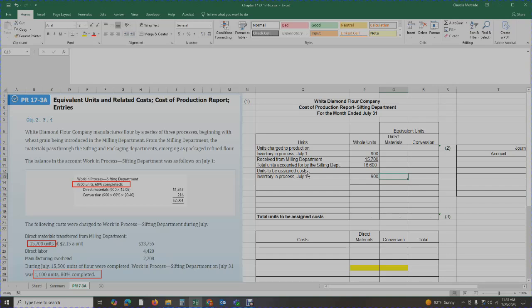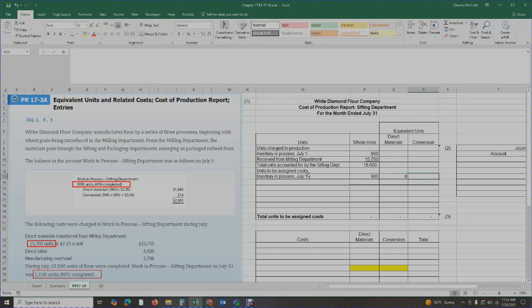Remember, I stated earlier that when we are dealing with direct materials, they are charged when we begin production. We charge materials up front. So you ask yourself, when do we start manufacturing these units? Well, these units were carried forward from last month. So that means that last month we charged the materials to that process. This month, we're not going to charge anything for direct materials.